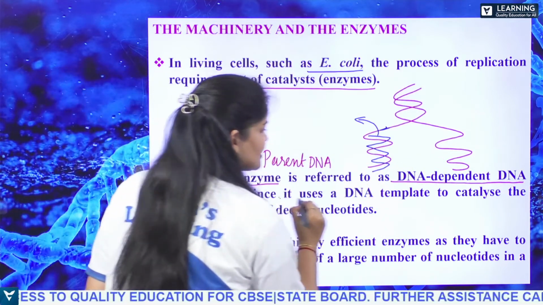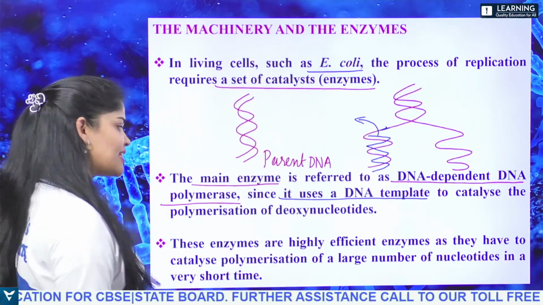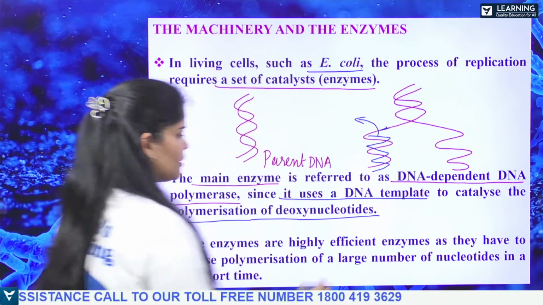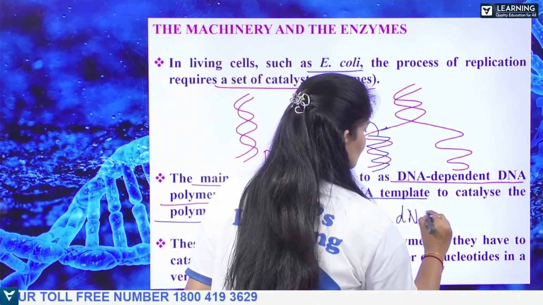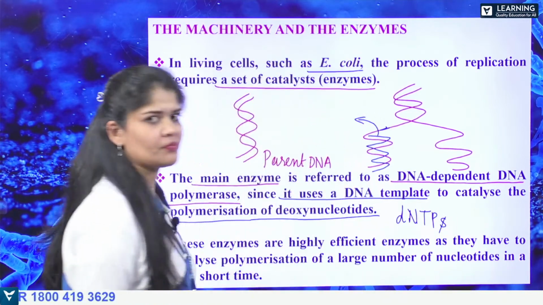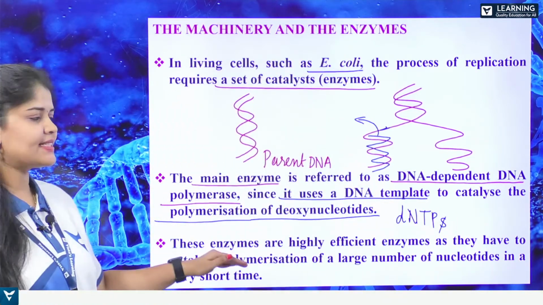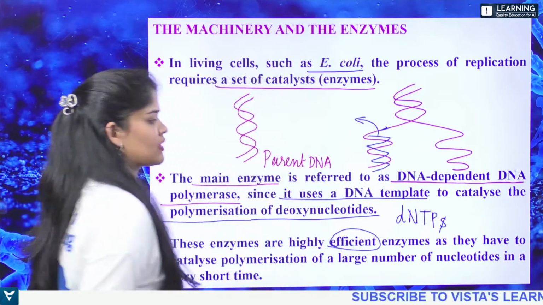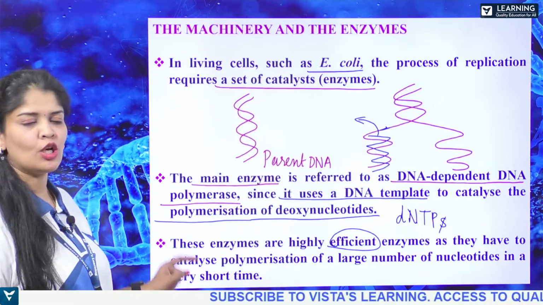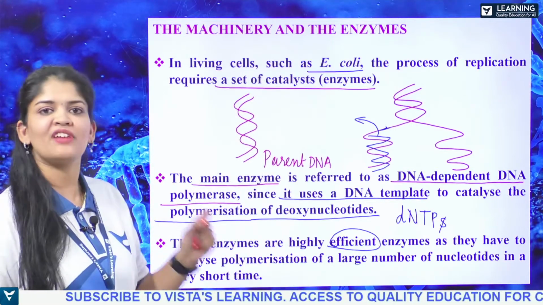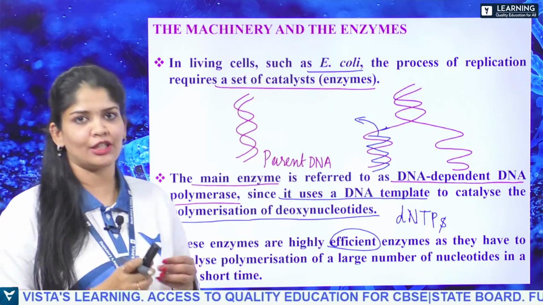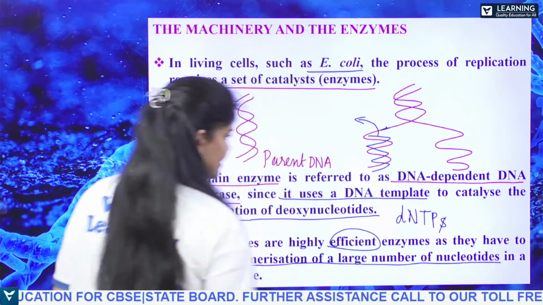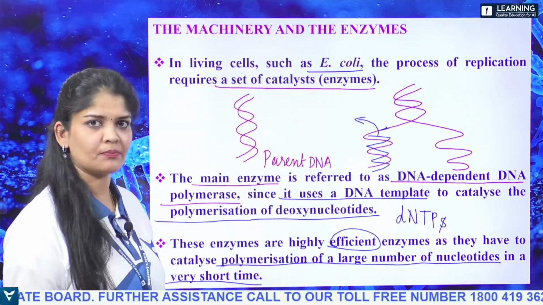Since it uses a DNA template to catalyze the polymerization reaction of deoxynucleotides, right? These enzymes are very highly efficient enzymes as they have to catalyze polymerization at a very fast rate and with 100% accuracy. Polymerization of a very large number of nucleotides in a very short time.